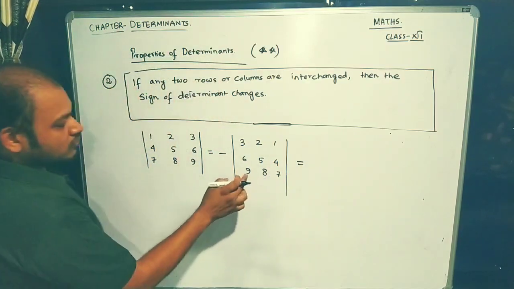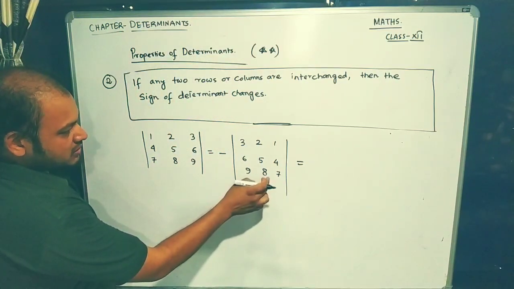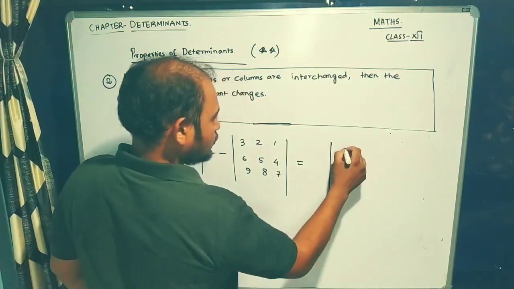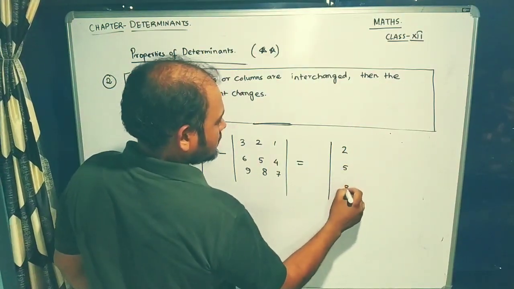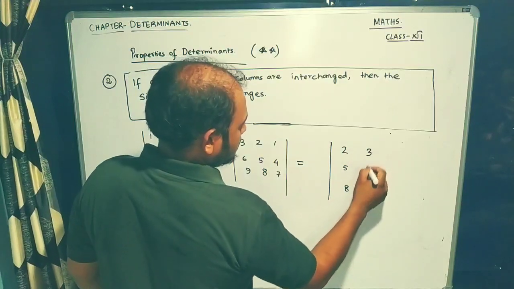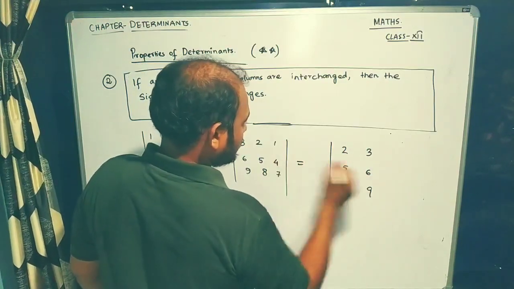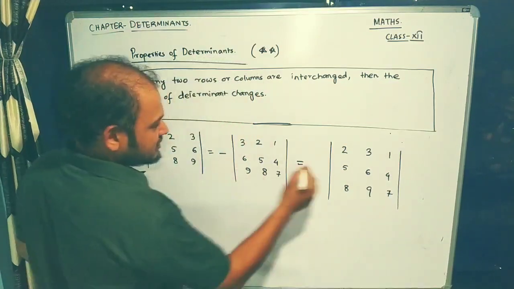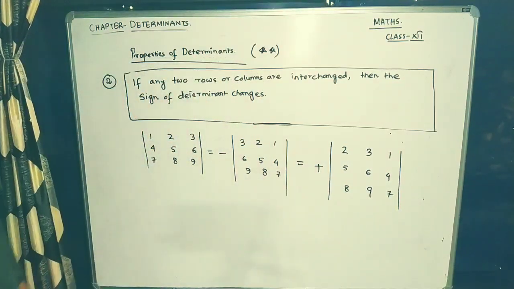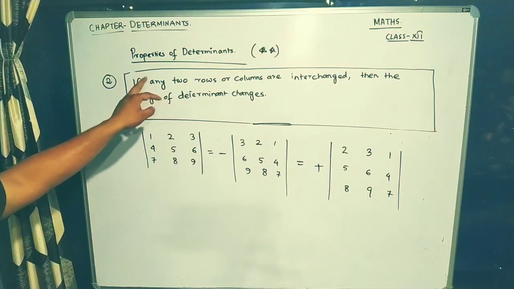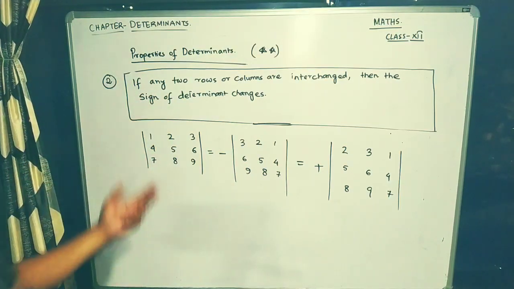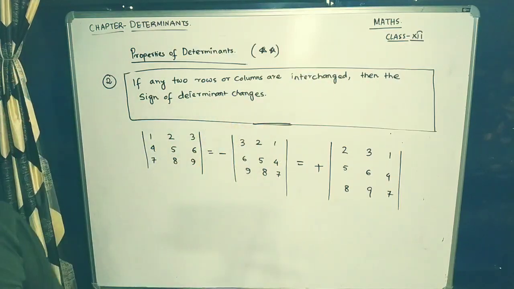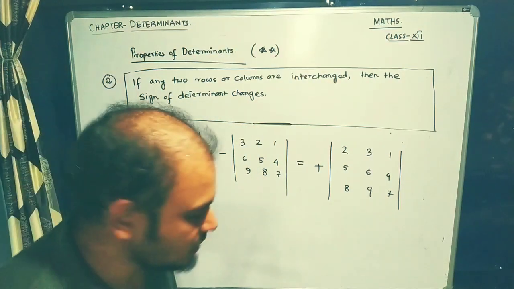Let us say we bring 3, 6, 9 into second position and 2, 5, 8 in the first position. So 2, 5, 8 comes to the first position, 3, 6, 9 goes to the second position, and 1, 4, 7 remains the same. So earlier it is minus, then it will be plus. So this is in accordance to the second property. It is telling you if you interchange any 2 rows or columns, then the sign of the determinant will change. Keep this property in your mind, it is very important.